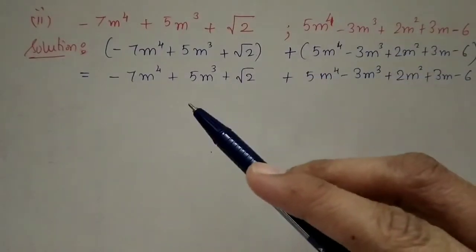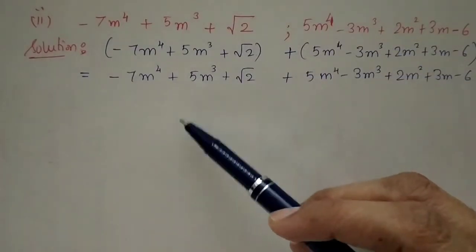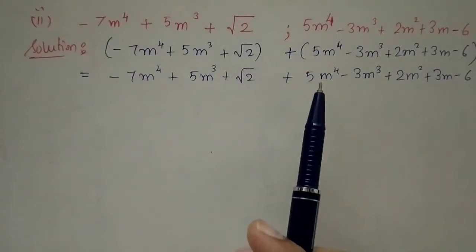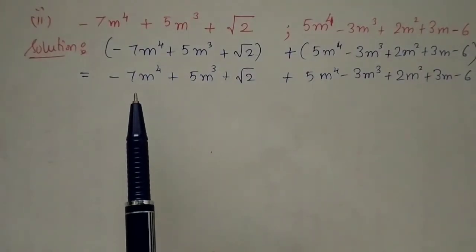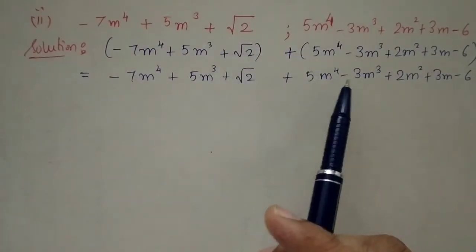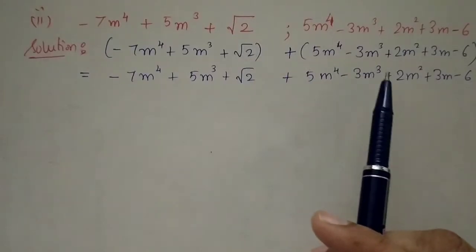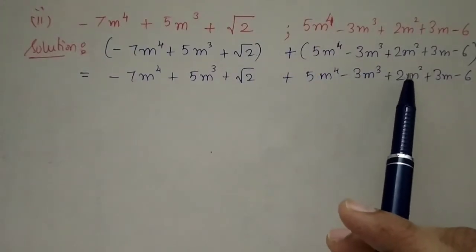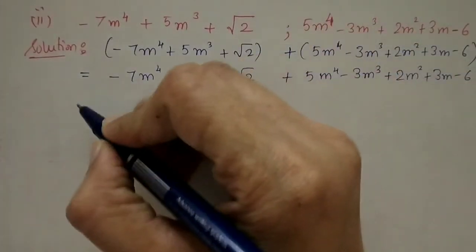So how am I going to do it here? Minus 7m raised to 4 and 5m raised to 4, I'll write them together. Then cube, 5m cube and minus 3m cube. Then this is root 2. This is square. So after writing these two, I'll write down the square. Let us do that.